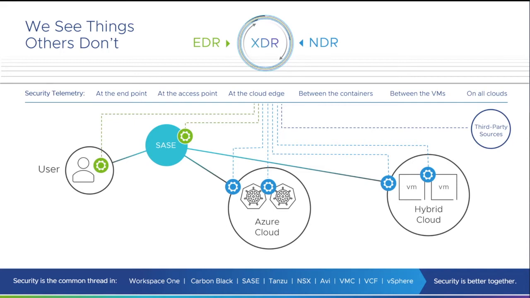Secondly, we have a network sandbox via our Lastline acquisition. And here we use a combination of static and dynamic malware analysis techniques to identify both known as well as previously unknown malware programs and malicious documents.